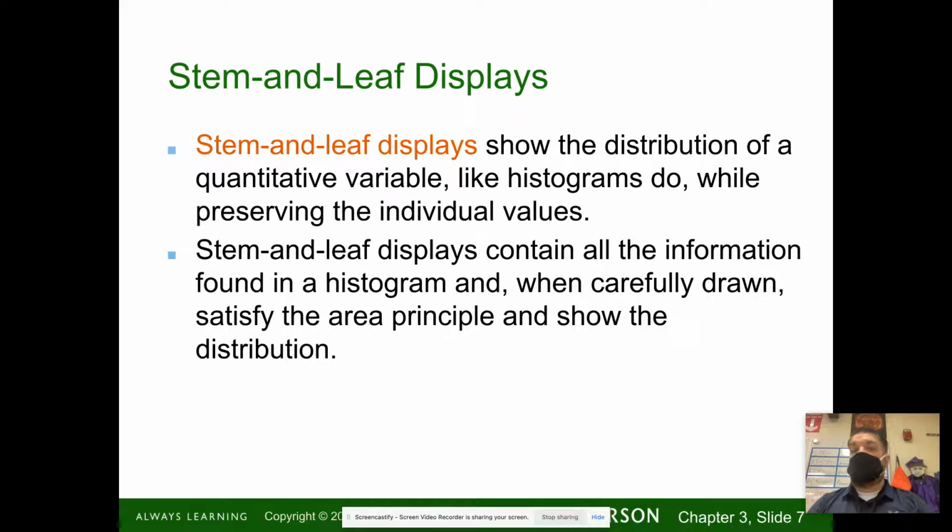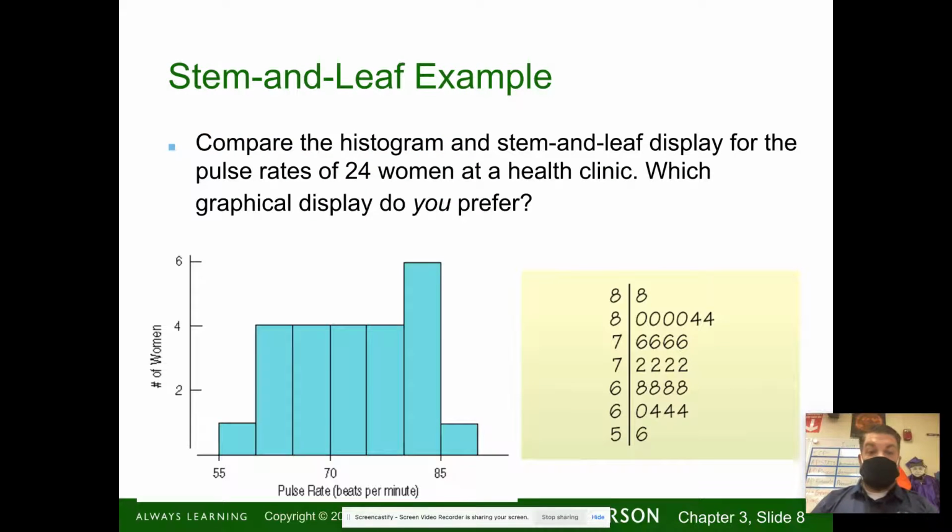Does that make sense? Now, stem and leaf plots show a distribution of a quantitative variable, and they're kind of similar to histograms, but you can see their actual values. So if I look at this right here, I have a histogram, and I don't know what this value is, okay? But I have one thing here that's between 55 and whatever this is.